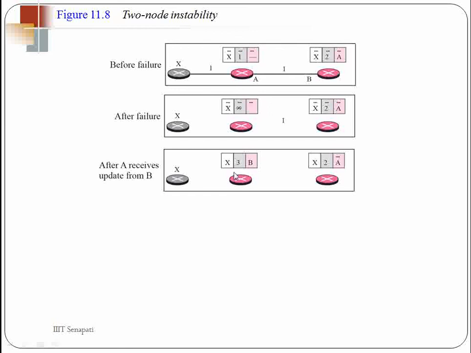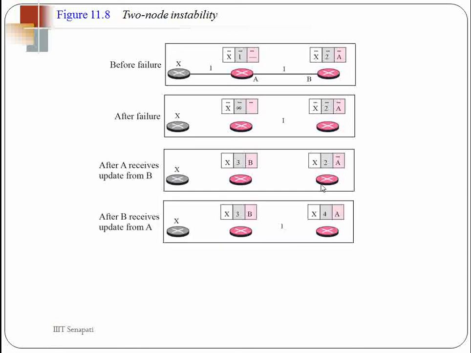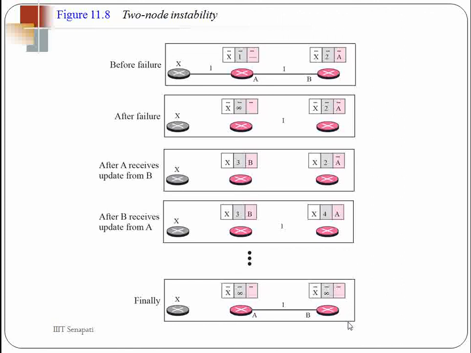Now this table has been updated, so this information should be passed to this router also. So what will happen? This routing table will be updated. It says that router A has updated its information. Since B can reach in three hops, 3 plus 1, we will reach in 4 hops. Similarly, this will continue, and ultimately it will become infinity. So this is the count to infinity problem. So somehow you are reaching infinity.